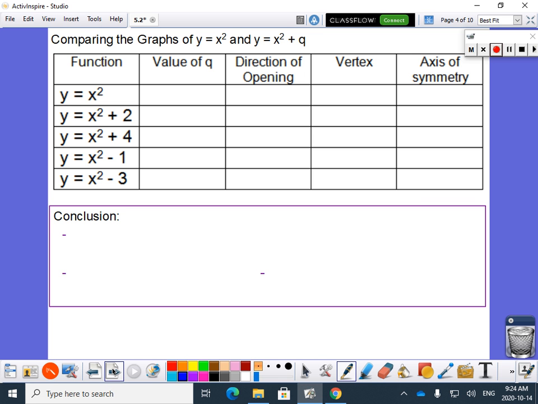Okay, so value of q. For y equals x squared, we don't have anything here. So the value of q, which is this guy here, is what? 0. Good. So the value of q here? 2. Okay, so we're okay with picking that out. 4. How about here? -1, -3. Good job. Direction of opening. Well, nothing changes here. What are we always looking to for the direction of opening? The sign of the a value, right? So this guy's going to open up or down? Up. They're all positive, so they're all up.